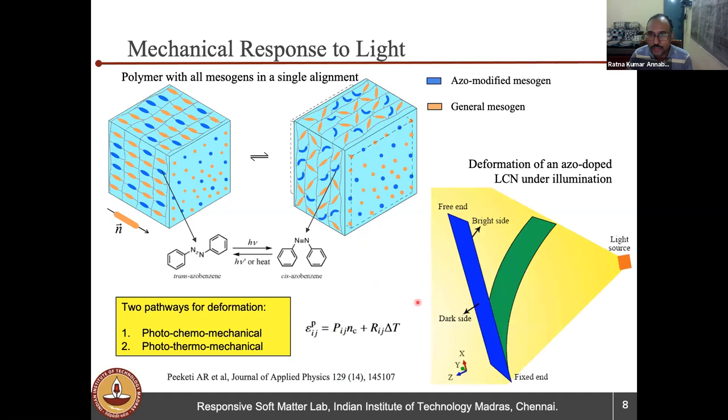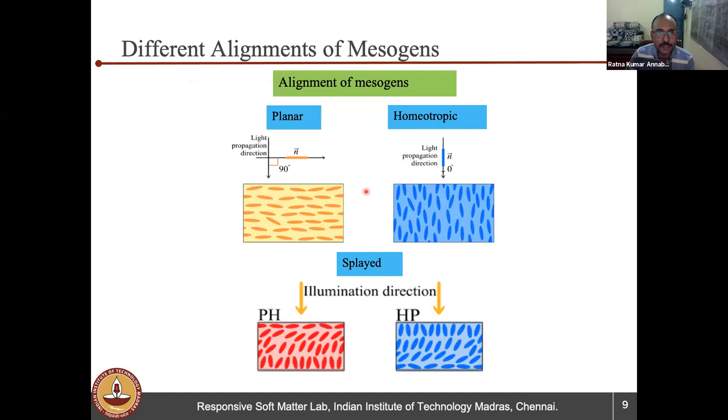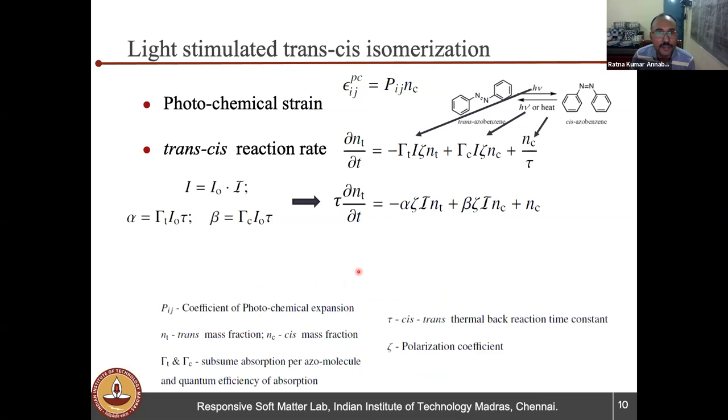So when you switch on the light, this system actually bends depending upon which side the light is exposed to. Whether it bends towards the light or away from the light depends on whether you have a planar side or homeotropic side exposed to the light. Okay, so here this is pure planar orientation, this is pure homeotropic orientation, and this is when you change from planar to homeotropic, or you can also change from homeotropic to planar depending upon which direction you have the light. Such a system is called a splayed nematic system. So we will be mainly focusing on these three systems in this lecture.